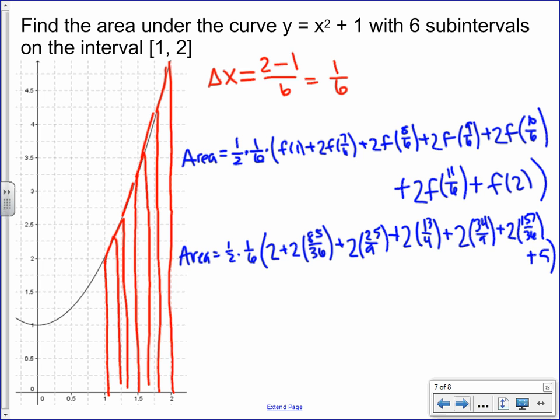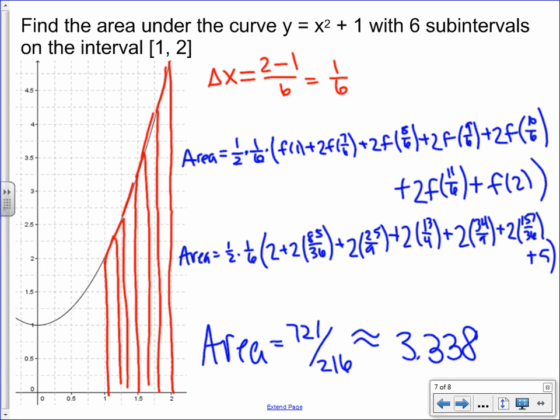36. Okay. So our area, you can either give it to me as 721 over 216, or you can approximate it to 3.338. Okay. But this is more accurate than using rectangles. Yeah. It's also not as fun.